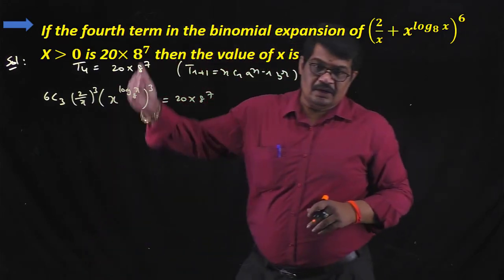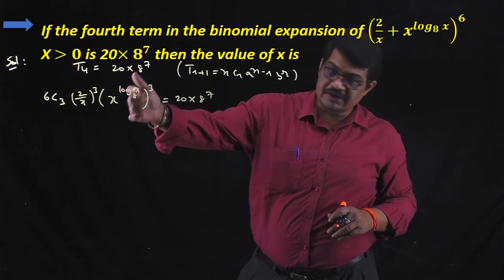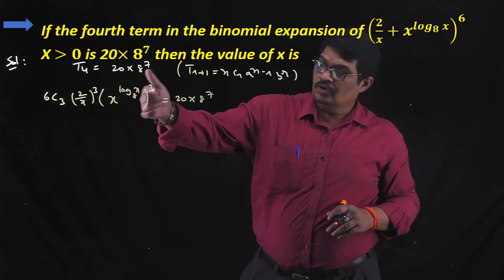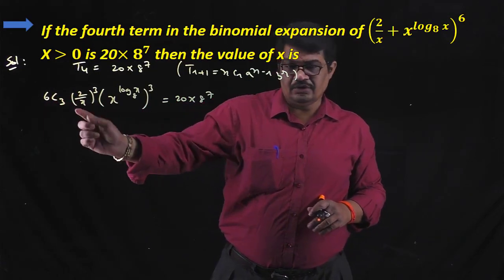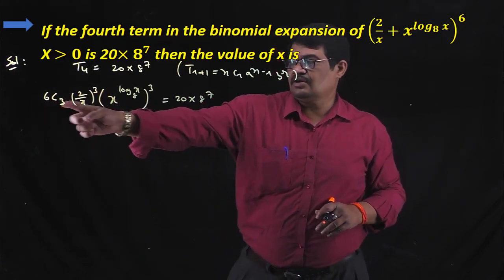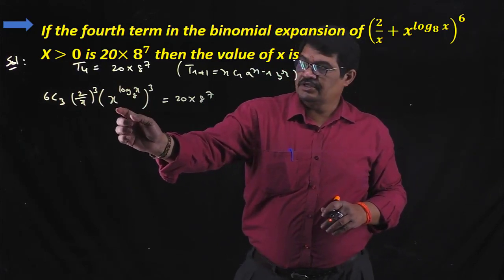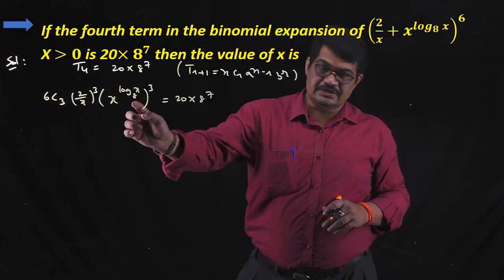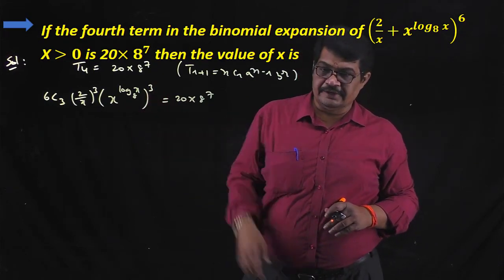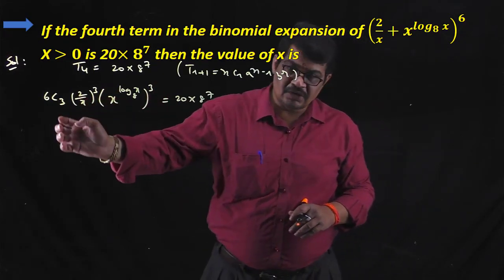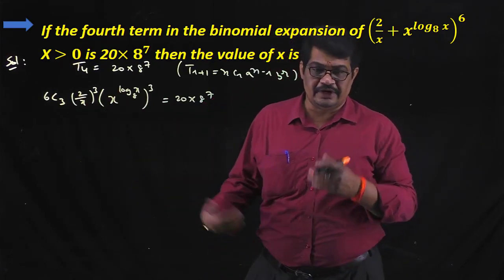The second term is x to the power of log x to the base 8. Here n is 6, so that is 6C3 into the first term to the power of n minus r, that is 6 minus 3, that is 3, into the second term, x to the power of log x to the base 8, whole power r, and r is 3. Now we are writing the fourth term in the expansion of the given expression.